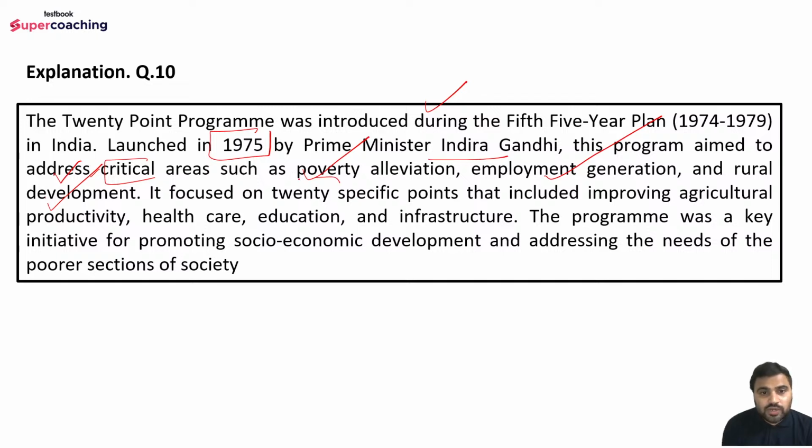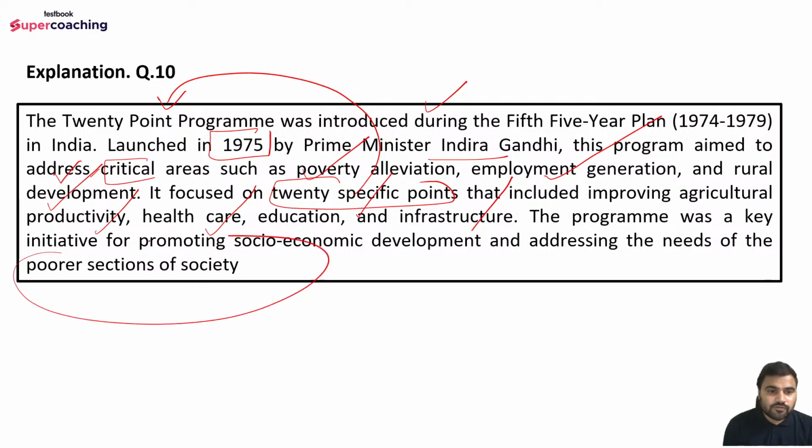It focused on 20 specific points, and that is why it is known as the 20-point program. That included improving agriculture productivity, healthcare, education and infrastructure, etc. The program was a key initiative for promoting socio-economic development and addressing the needs of the poorer sections of the society.